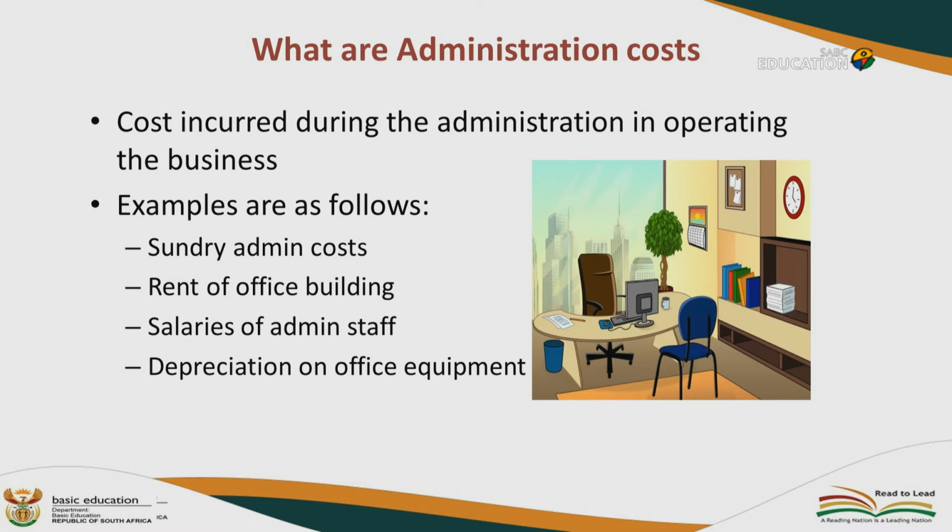Yes, my dear learners there at home, when you see this picture, it comes to your mind that this is an office. When we talk about an administration cost, we are relating to the office. So the explanation is as follows. Administration costs are costs incurred during the administration in operating the business. And the examples are as follows. We have your sundry admin cost. You have the rent of the office building. You must also pay your admin staff, and also your office equipment will depreciate.